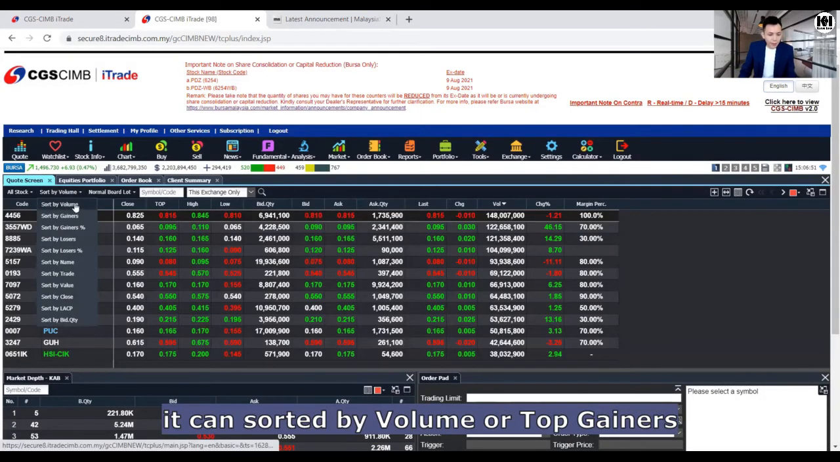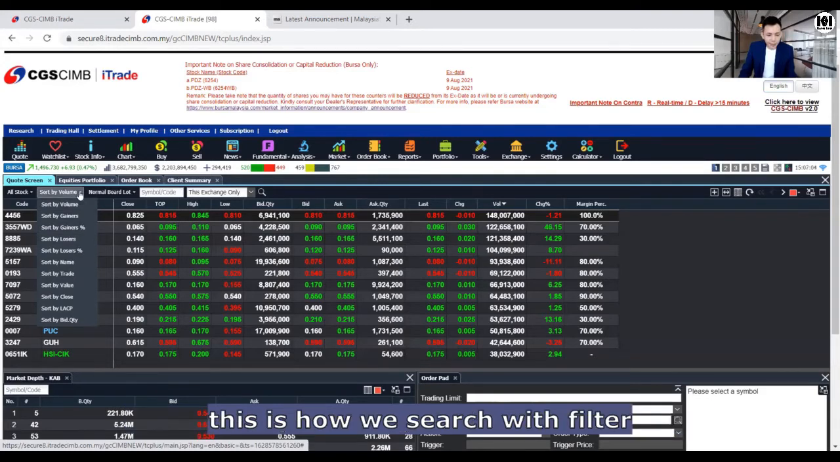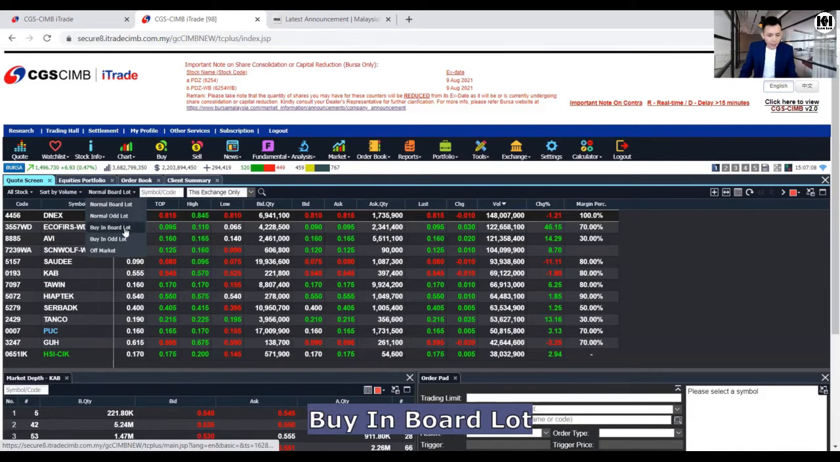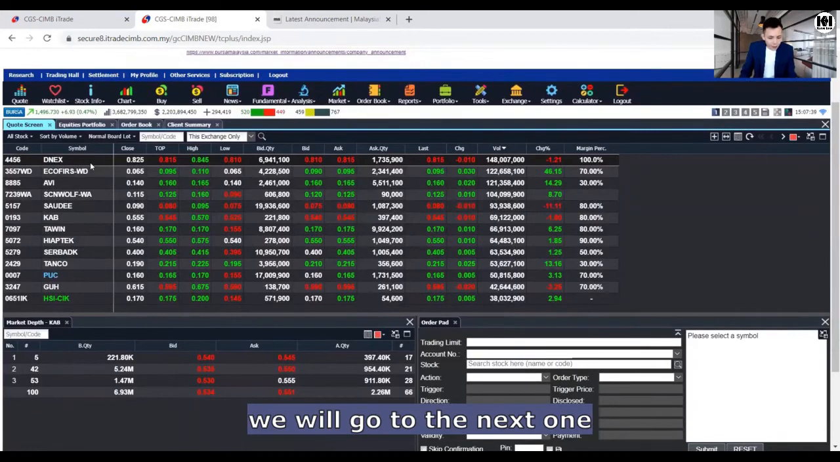It can be sorted by volume or top gainers, in terms of percentage or in terms of the numbers value. This is how we search, we filter. Normal board lot, normal odd lot, buy-in board lot, buy-in odd lot. If you would like to buy odd lot, you can go to normal odd lot. For normal board lot, one lot equals 100 units. Okay, we will go to the next one.